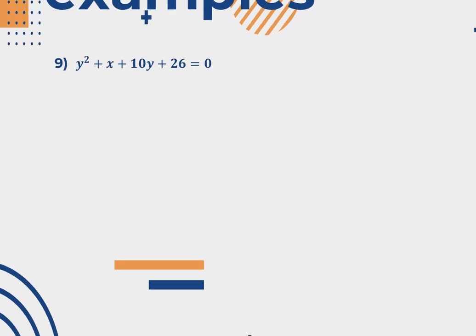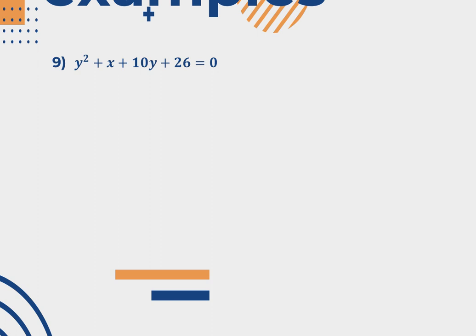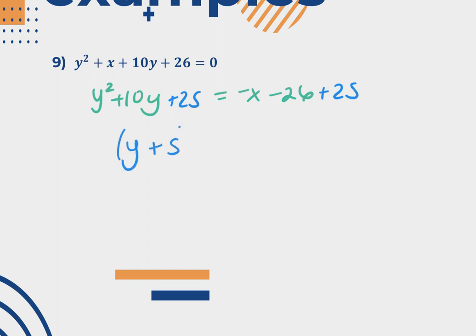All right, the next one only had one variable squared, so I know this is a parabola. I'm going to keep the y squared and the 10y on the left. I'm going to move the x and the 26 to the right, making them both negative. Complete the square for the 10. 10 divided by 2 is 5. 5 squared is 25, so I'm going to add 25 to the left and to the right. Factor the left side. I get y plus 5 squared equals negative x minus 1.